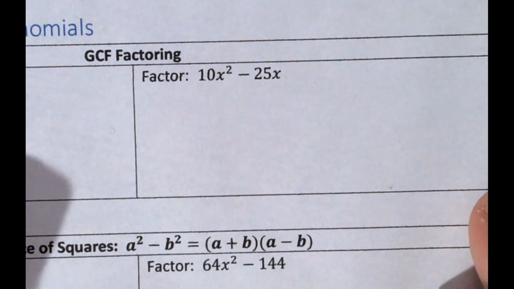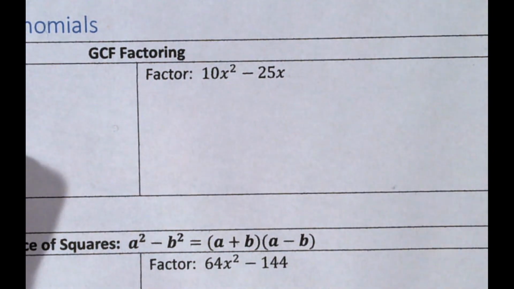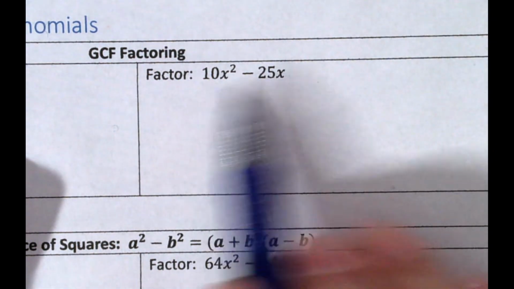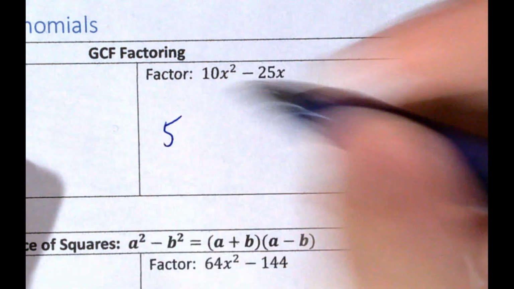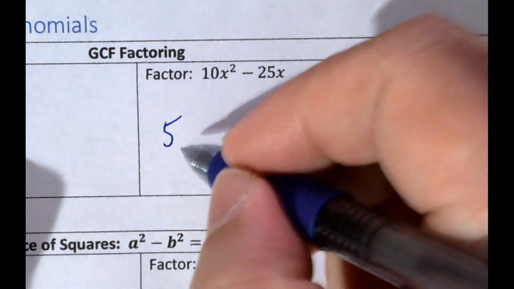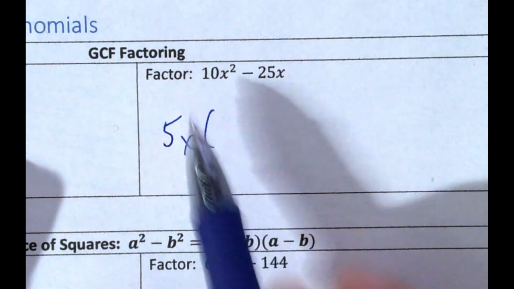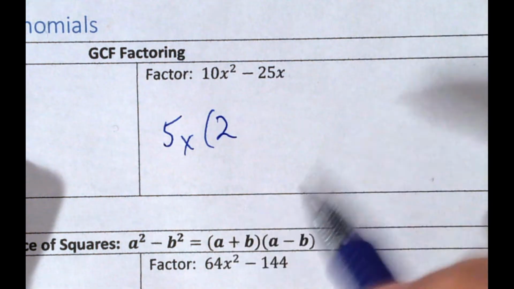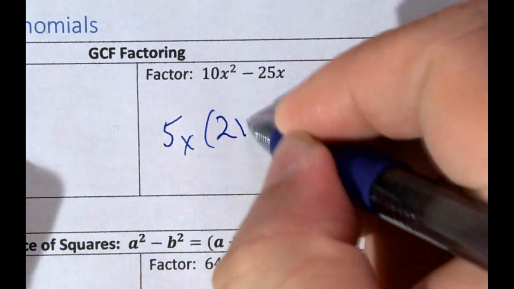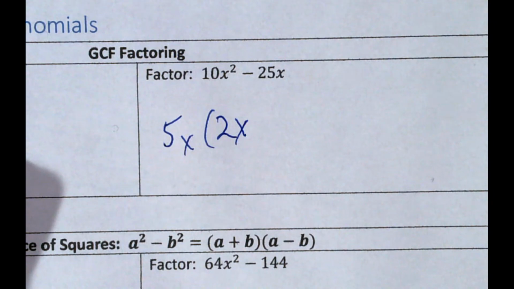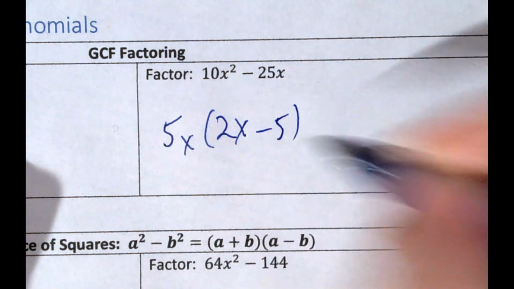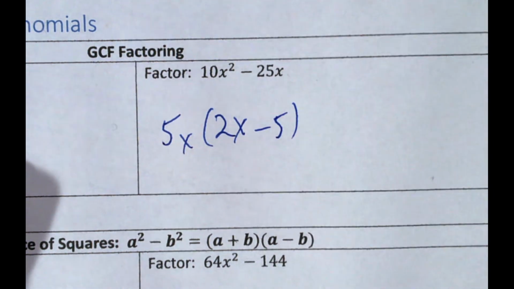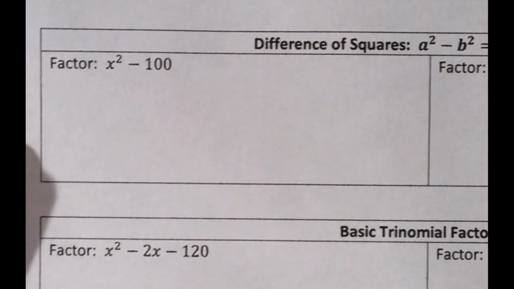Look at this one. This time I have a number and a variable in common. The biggest number that goes into 10 and 25 is 5. And both terms have an x in them, so I take an x out. So 10 divided by 5 is 2. Take an x out of x squared leaves an x. Negative 25 divided by 5 is negative 5. Take the x out, and that's it. That is GCF factoring.